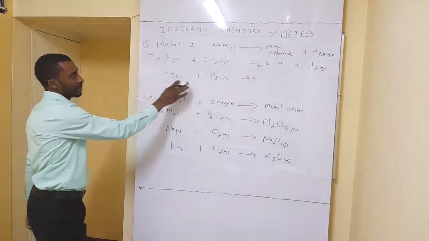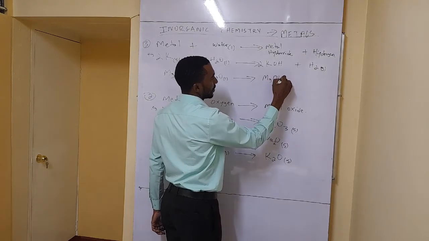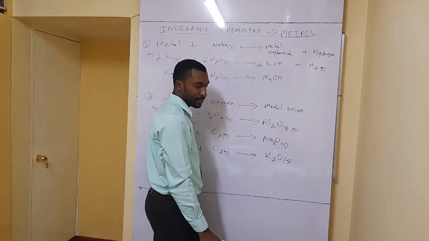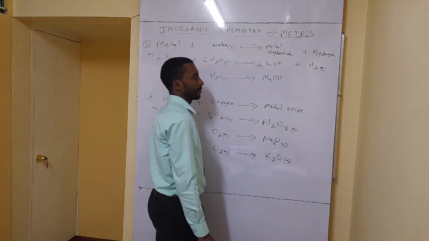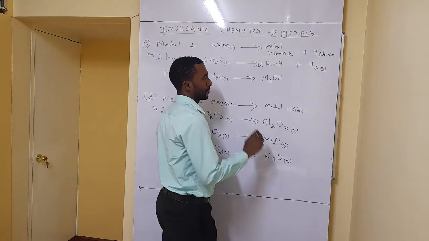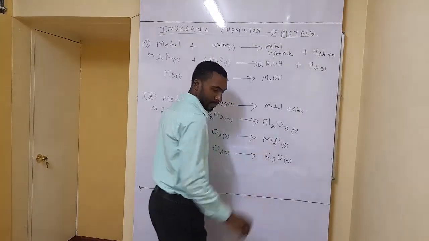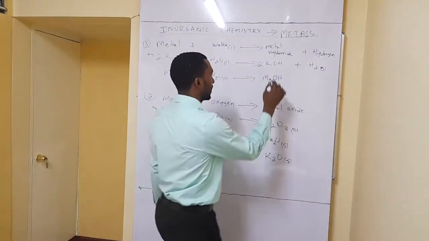What about magnesium and water? So it's going to be magnesium hydroxide, sorry. What's the formula for magnesium hydroxide? Mg(OH)2. Yeah, with brackets around the OH, right?